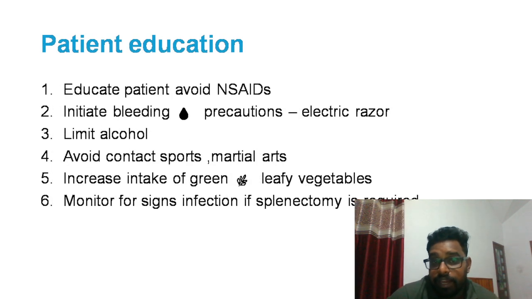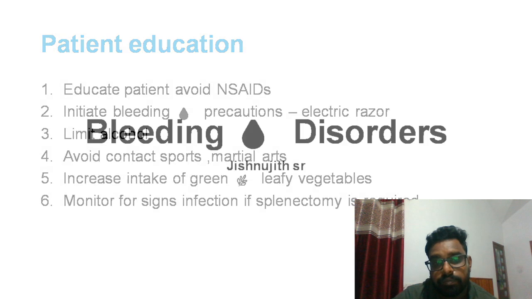Patient education. Educate the patient to avoid NSAIDs, as they further cause bleeding. Initiate bleeding precautions. An electric razor can be used; it is another method. Limit alcohol. Avoid contact sports and martial arts, as these are very injury-prone. Increase intake of green leafy vegetables. Monitor the signs of infection if splenectomy is required. Thank you.